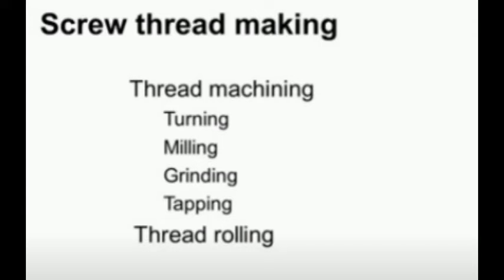And now, how these threads are made. There are many methods. A very common method is thread machining. In this thread machining, we have turning, milling, grinding, and tapping also. And now other methods, like thread rolling. Okay, other method is thread rolling. So these are the various methods used for thread making.